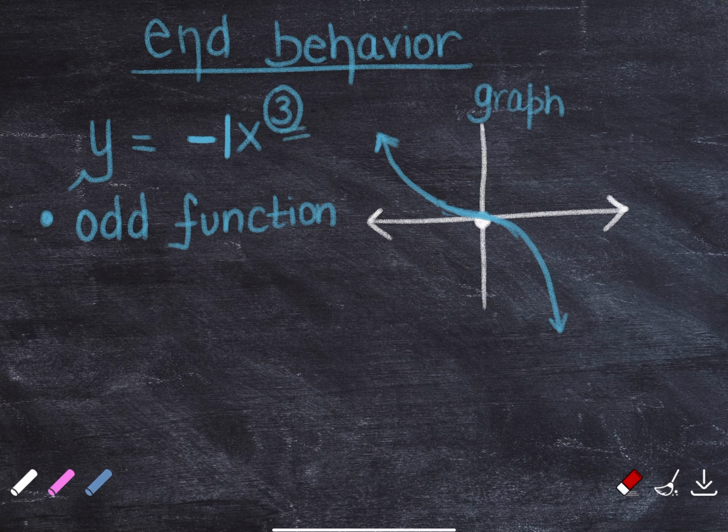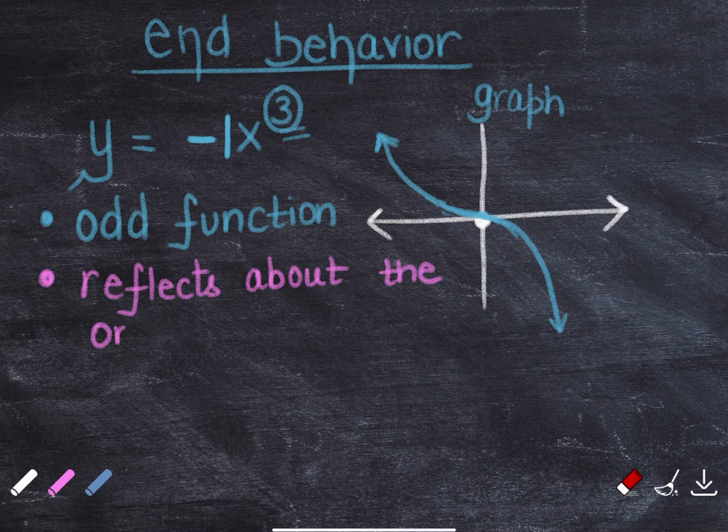Another feature we can say is that it reflects about the origin. So what is the origin? Origin is (0, 0), and this is the point it is reflecting about. Now let us take a look at the end behavior of the function or the graph.